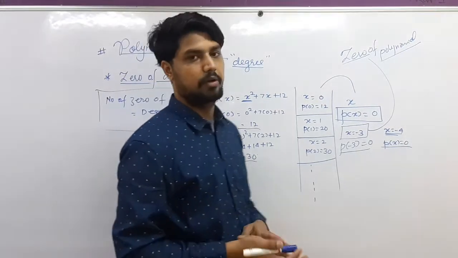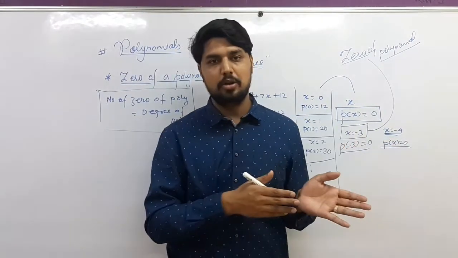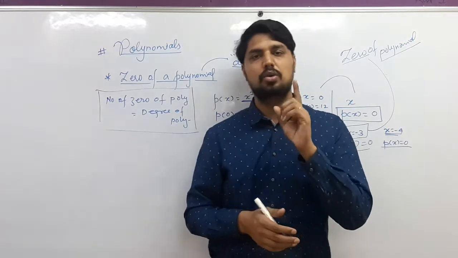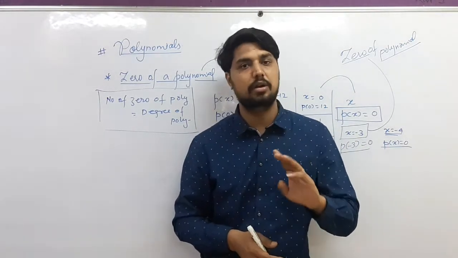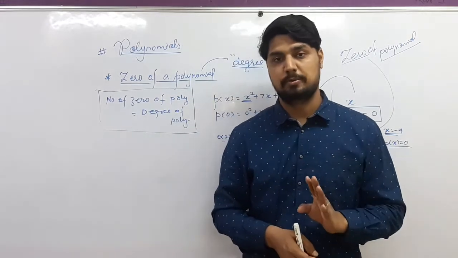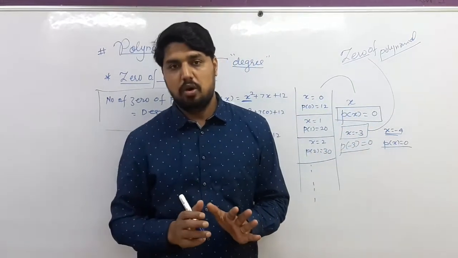The number of zeros depends on the degree of the polynomial. If the polynomial is linear, it will have only one zero. A quadratic will have two zeros. A cubic will have three zeros. A biquadratic will have four zeros. Is it clear to all of you?